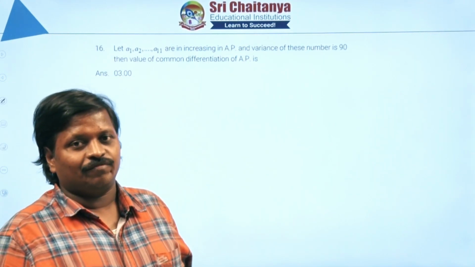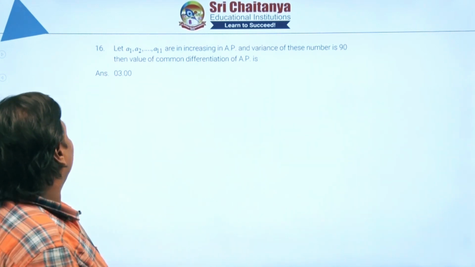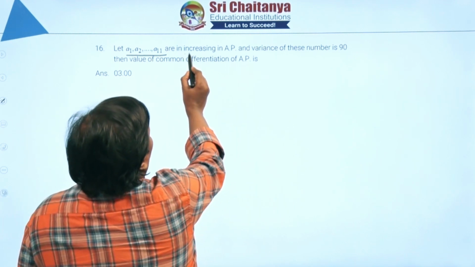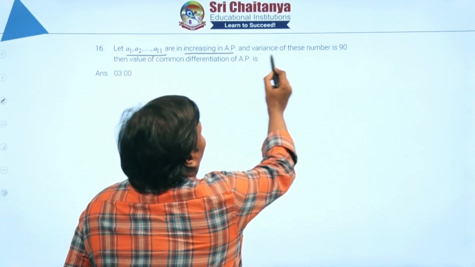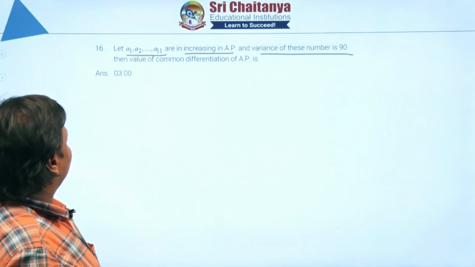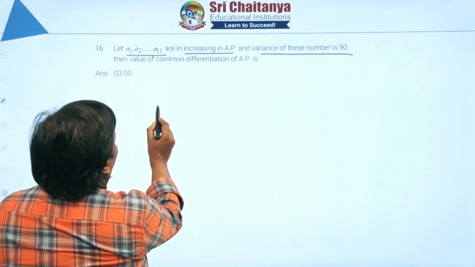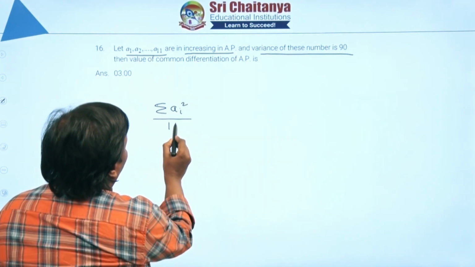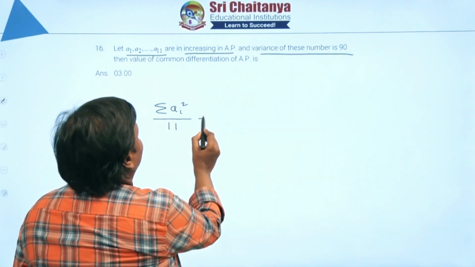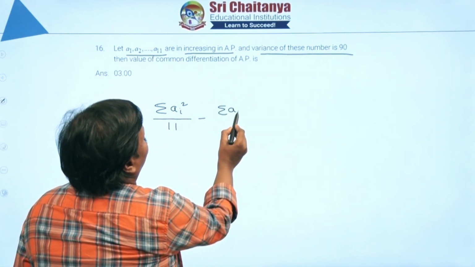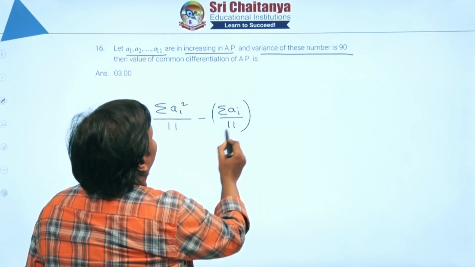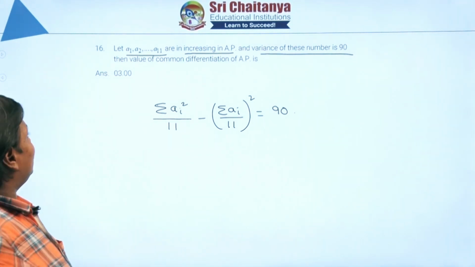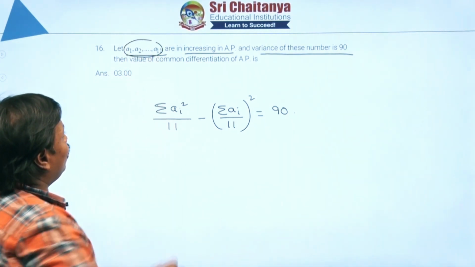Question number 16. This question came from statistics. So here 11 numbers are given. They form an increasing AP. He gave variance equals 90. So we can use the variance formula: sigma Ai square by n, which is 11 here, minus sigma Ai by 11 whole square, equals 90. He said that A1, A2 so on A11 are in AP.